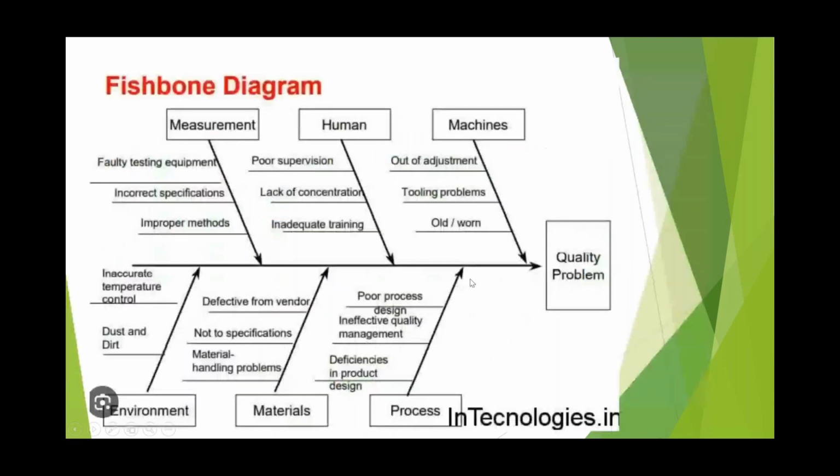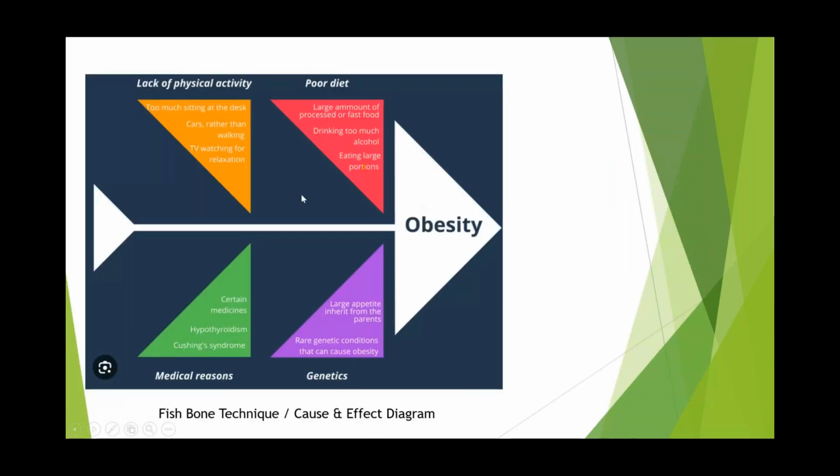So our next one is the fishbone diagram. First, I'll explain this slide, and then we'll move on to the previous one. The fishbone technique is also called a cause and effect diagram. If you see this pictorial representation, it appears like a fishbone. That's why it's called a fishbone diagram, or fishbone technique.